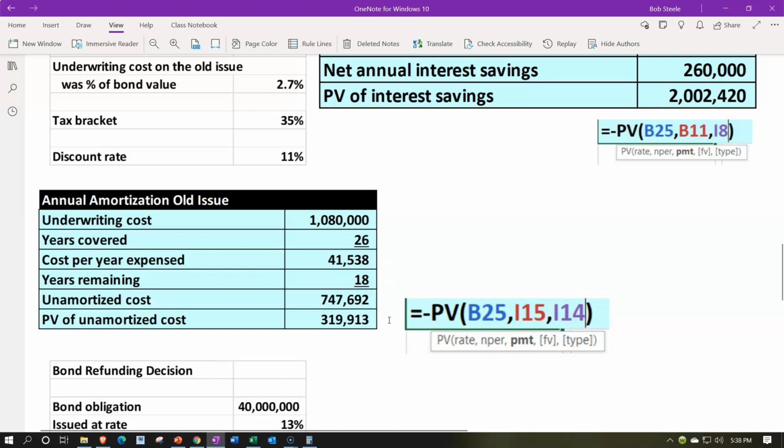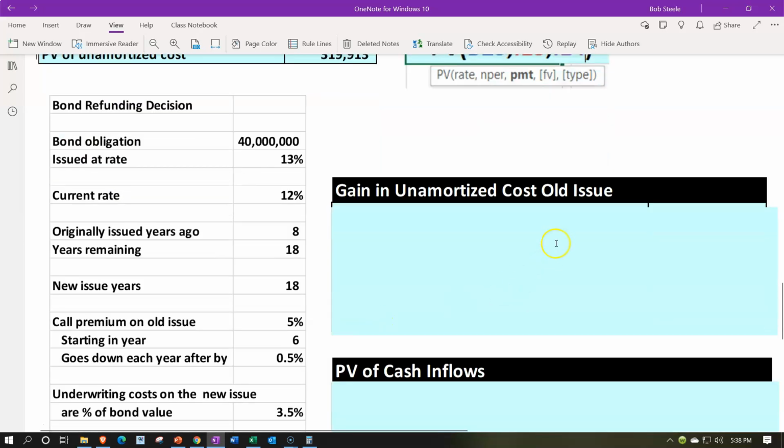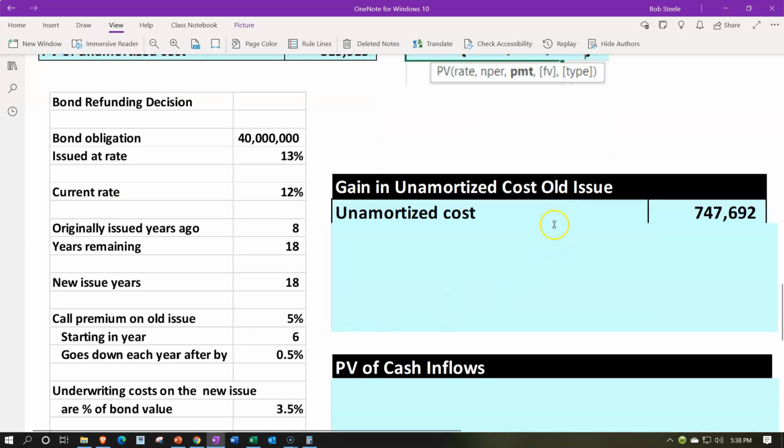319,913. So if I was to retire the bonds, then I'd get the full deduction now, which would be equivalent to the current amount that we have not yet amortized. If I was not to retire the bonds, then I would still get that amount of expense in total dollars, but it would have to be allocated. And if we present value that at the 11%, it would be the 319,913. So let's take a look at what that difference means.